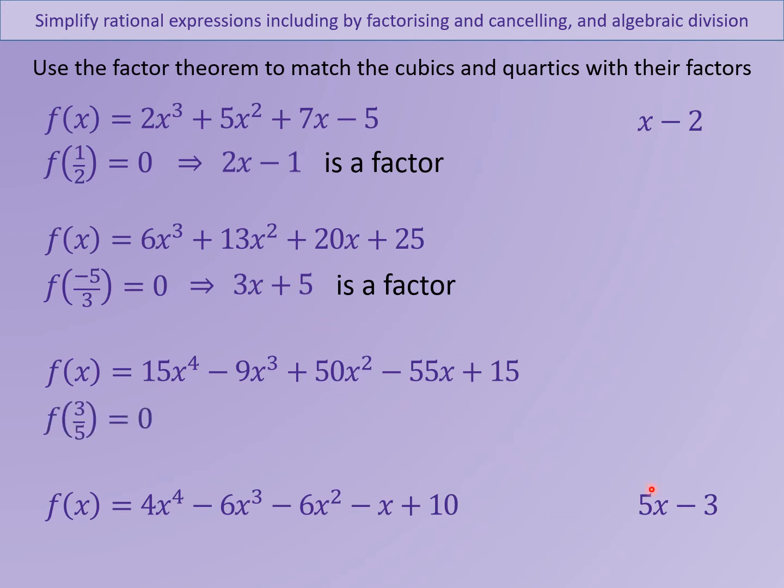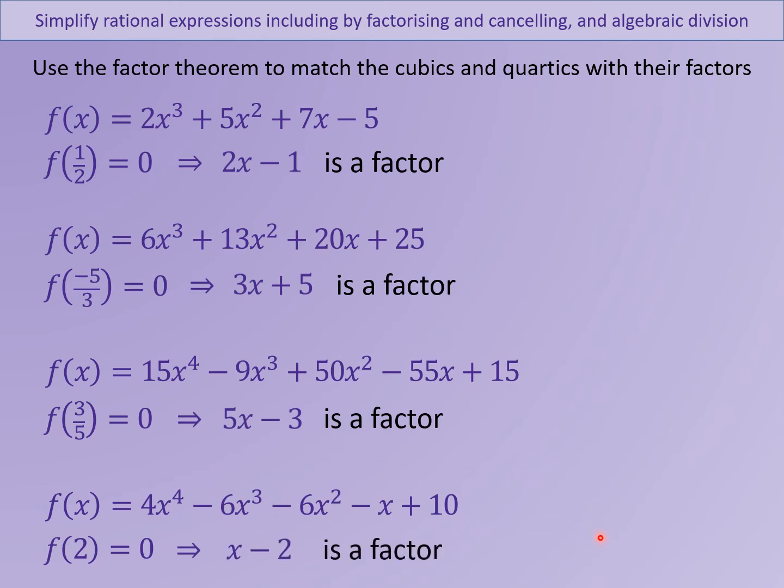Okay, finally we just talked about this one. That's the only one that could fit with it. That's why 3/5 works. So therefore 5x minus 3 is a factor. And finally, this one, if you put the number 2 in, which makes that equal to 0, it also makes this function equal to 0. So therefore x minus 2 is also a factor.